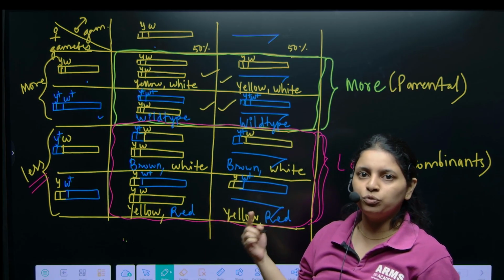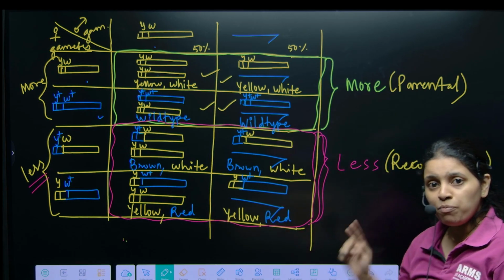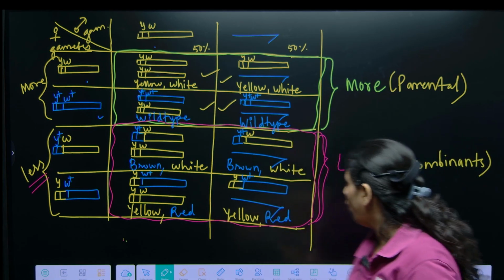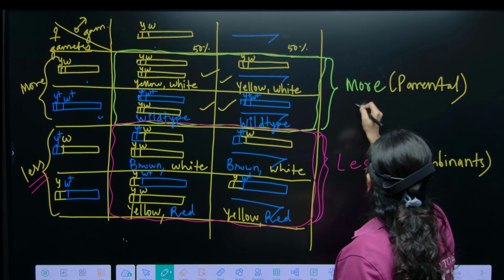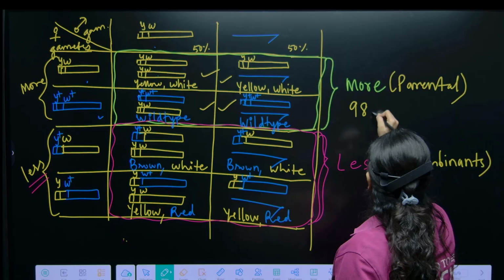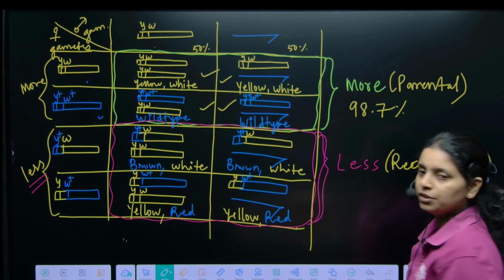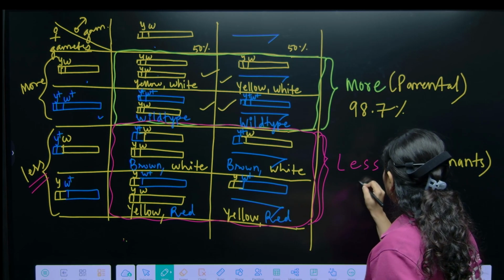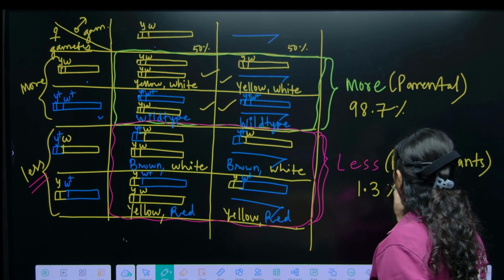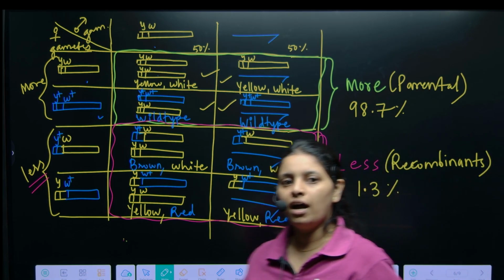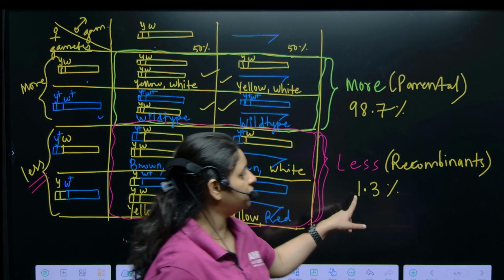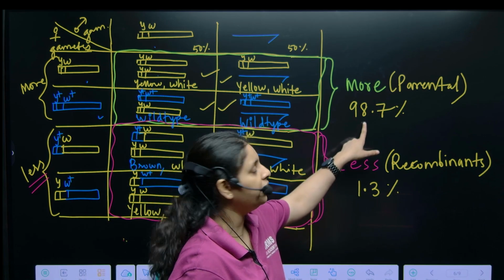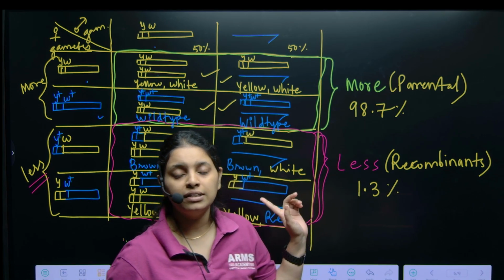Okay, more number means what? When Morgan carried out the experiment, he saw that the parental ones here were 98.7% and the recombinant ones were only 1.3%. So addition is 100%, right? All flies together 100%. Recombinants are just 1.3% and the parental ones are 98.7%.